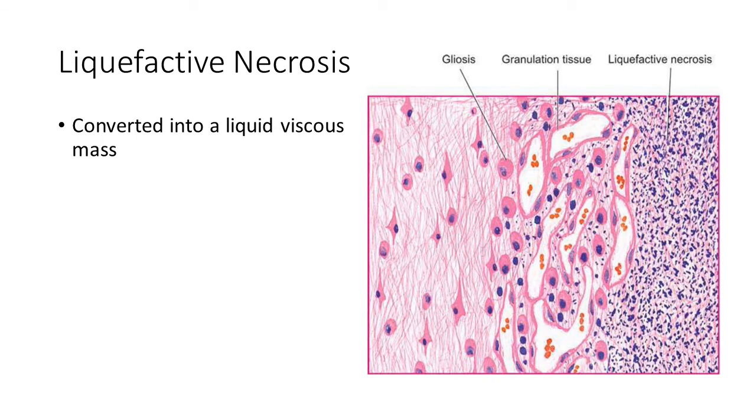Whereas in liquefactive necrosis, the entire thing is converted into a liquid viscous mass. This occurs due to the tissue degradation by hydrolytic enzymes. The most common example is infarct brain. The affected area is soft with liquefied center containing the necrotic debris.